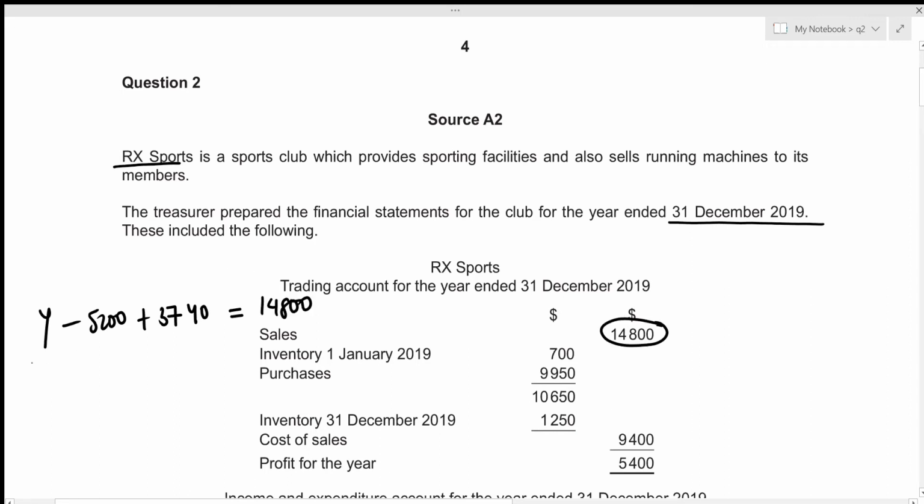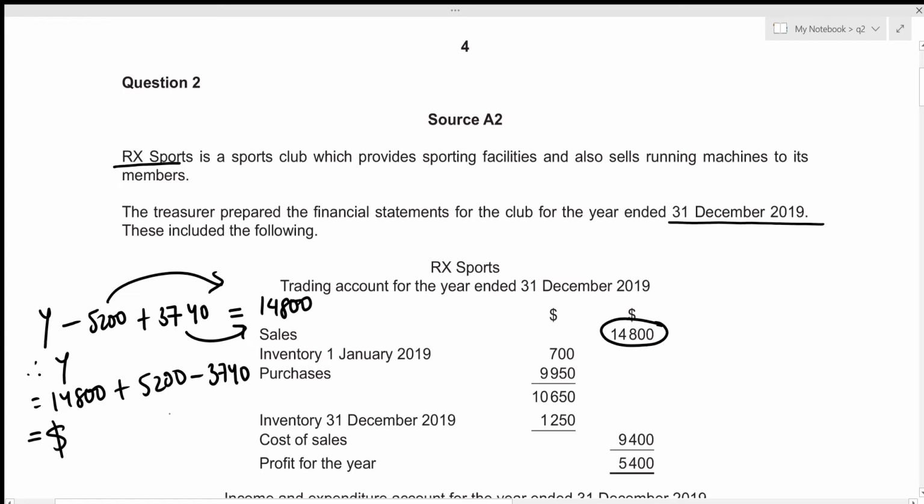So this gives the sales value in our receipts and payments account to be 14,800. This goes to the other side, becomes a positive, plus 5,200. This goes to the other side, becomes a negative, minus 3,740. Which gives our sales value or the trade receivables value to be included in our receipts and payments section to be 14,800 plus 5,200 minus 3,740, which results in the value of 16,260. And since we're talking about trade receivables, this is associated with sales value which we receive. So this should definitely go into our receipts side.